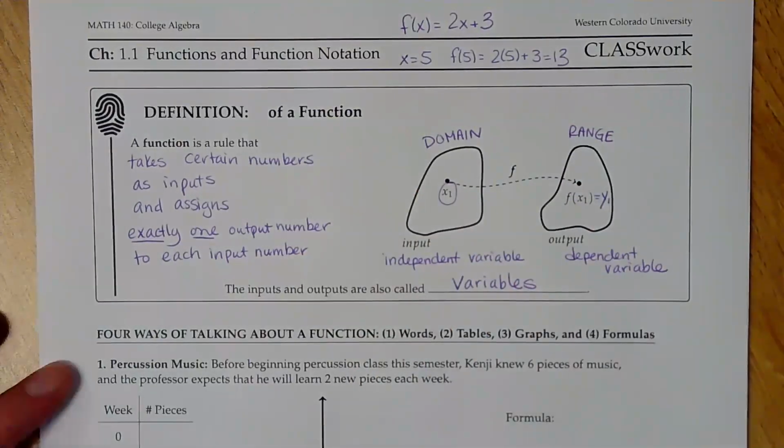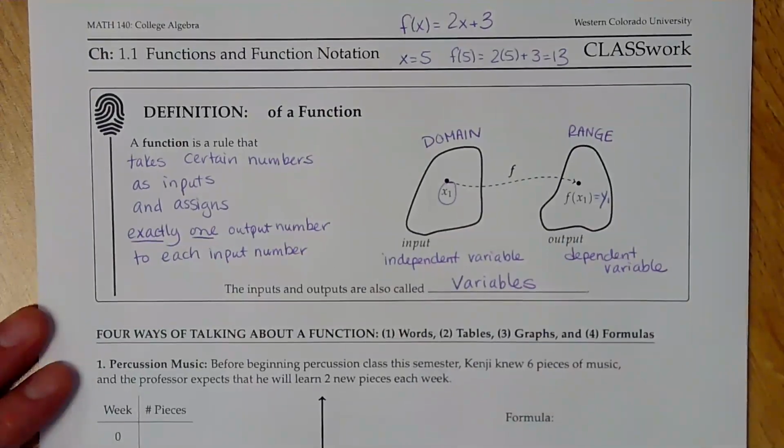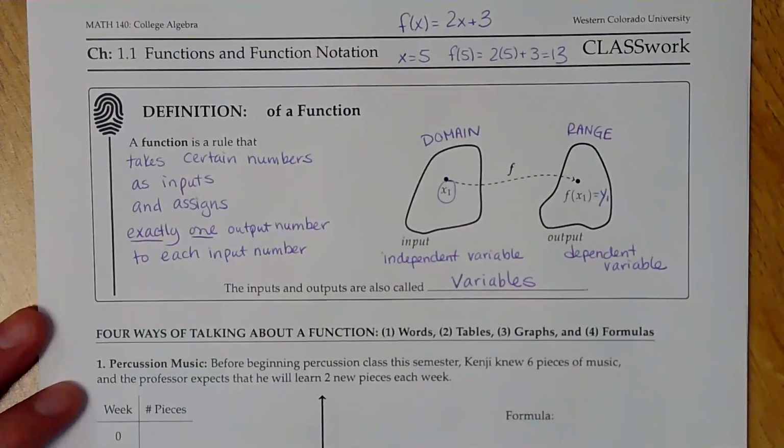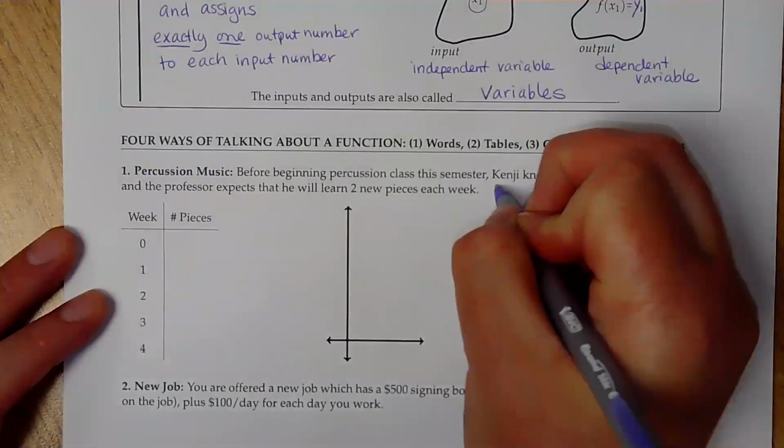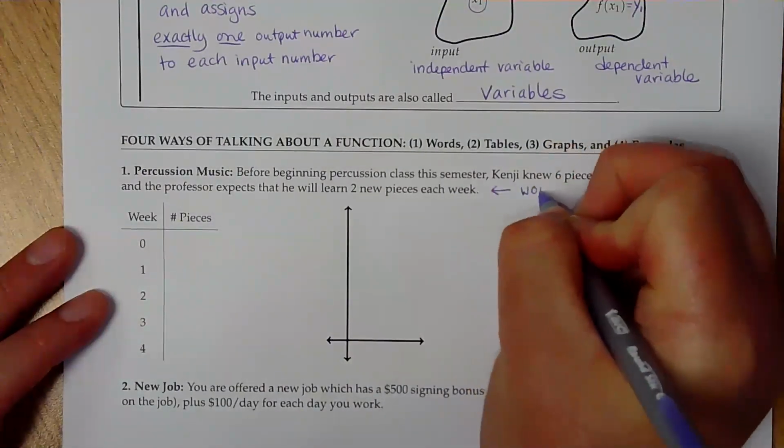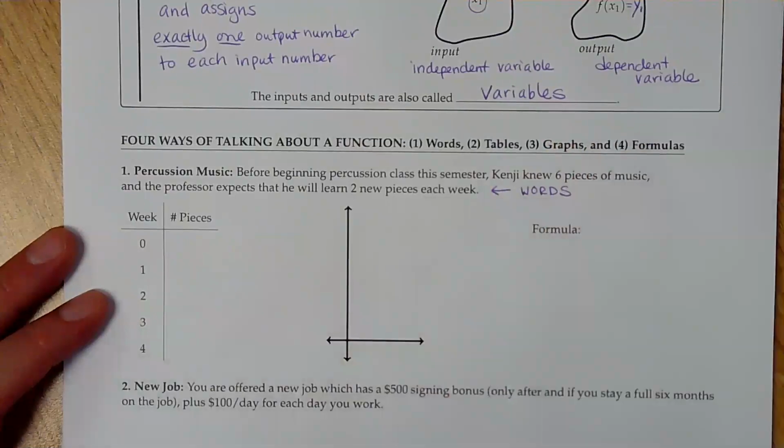So before beginning percussion class this semester, Kenji knew 6 pieces of music. And the professor expects that he will learn 2 new pieces each week. All right, so this would be the words part of talking about a function.